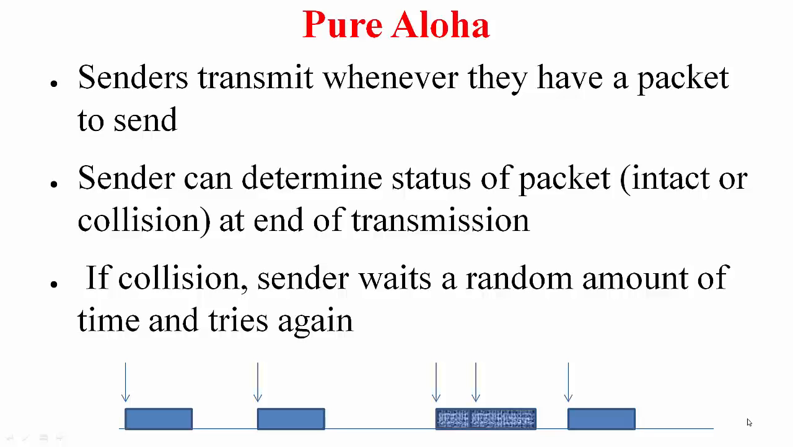So here is the actual protocol. This protocol I'm going to call Pure Aloha. There is another protocol called Slotted Aloha which we will cover shortly. As mentioned, the protocol is very simple. All the sender does is, whenever it has a packet, it just sends the packet. One thing that is feasible in this setting is that the sender can determine the status of a packet at the end of transmission. By status, I mean whether the packet is intact, in other words, it reached the receiver fine, or it underwent a collision.